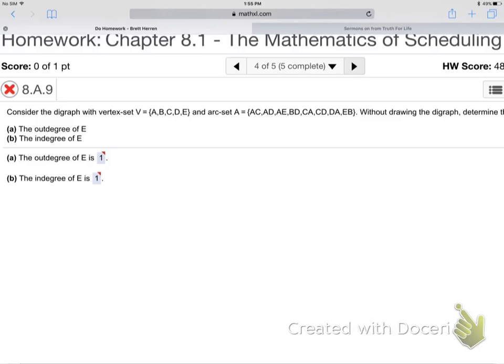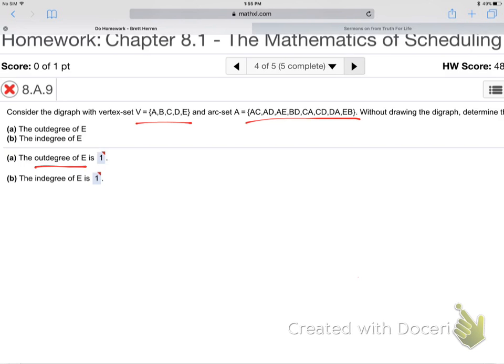Let's try that. Okay, so they're saying we've got a vertex set and an arc set. And they want us to figure out, okay, what's the out degree of E? And I said it's 1 there. How'd I figure that out? How do you look at just a list, no picture, just looking at that list, and figure out the out degree?